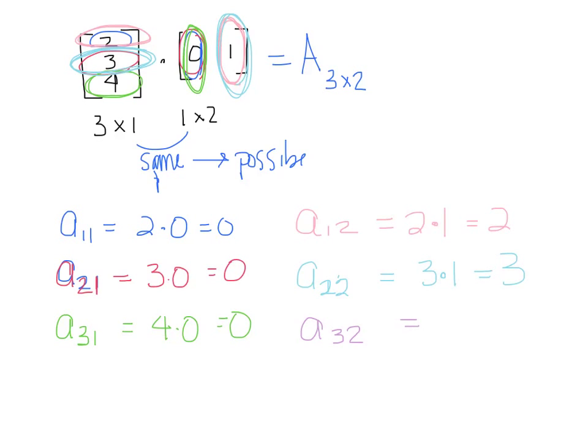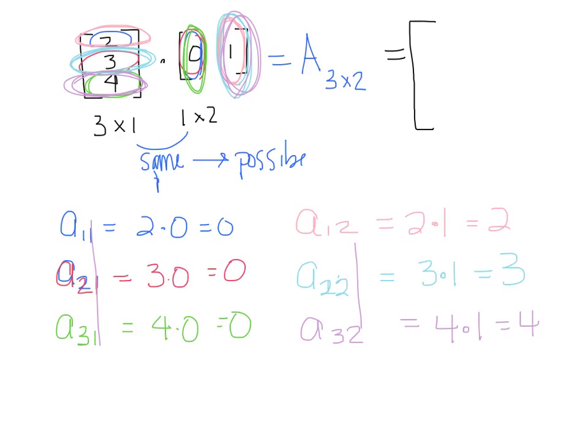Okay, so here I've done all the 1s, and here I have to do all my 2s in the column part, right? So A32. I need the third row with the second column, this one. So I have 4 times 1 is 4. So put all these numbers into a matrix, and it starts to look something like this.